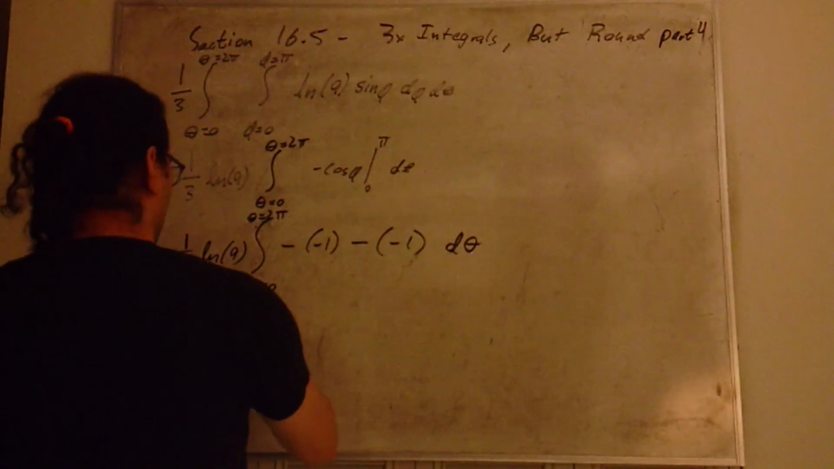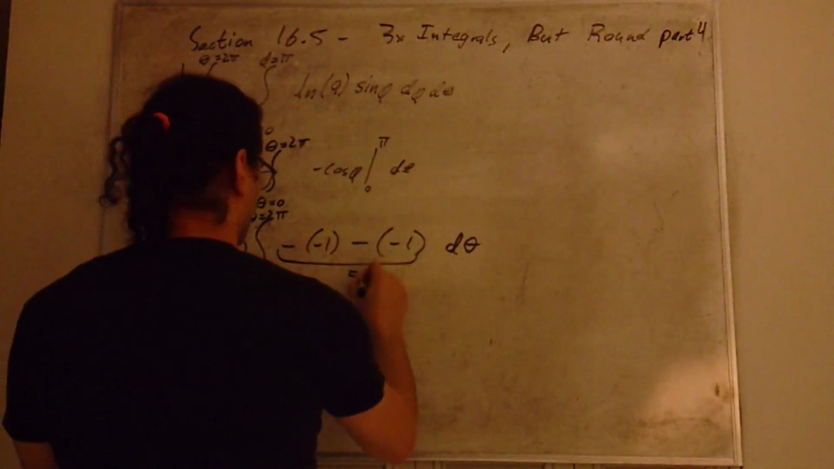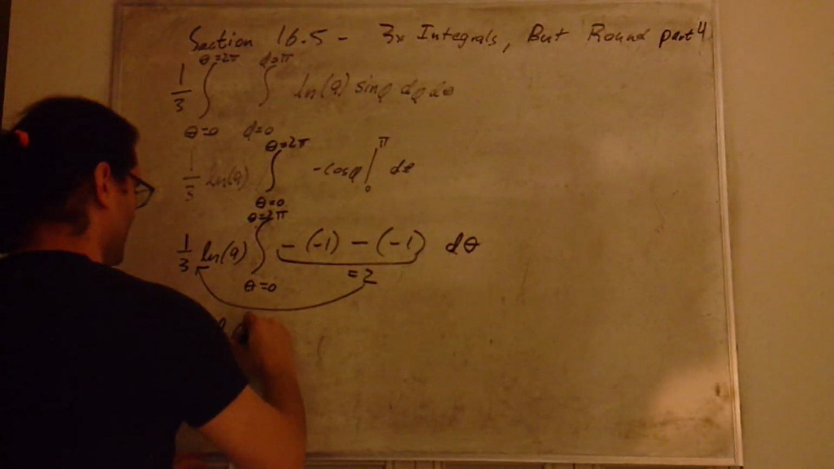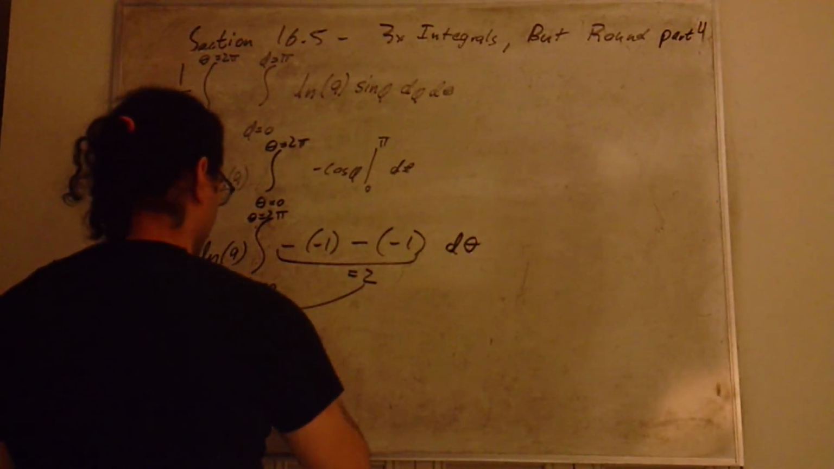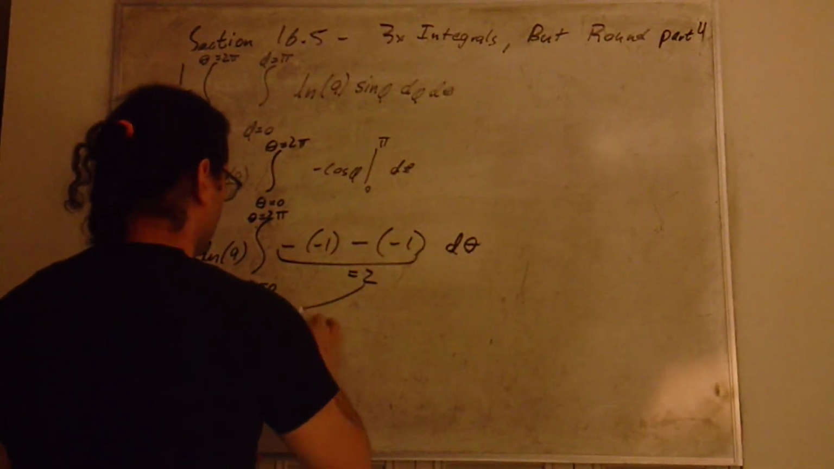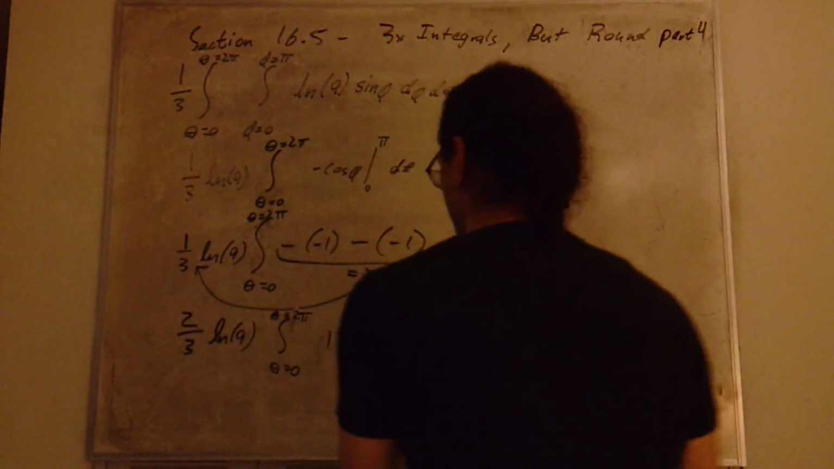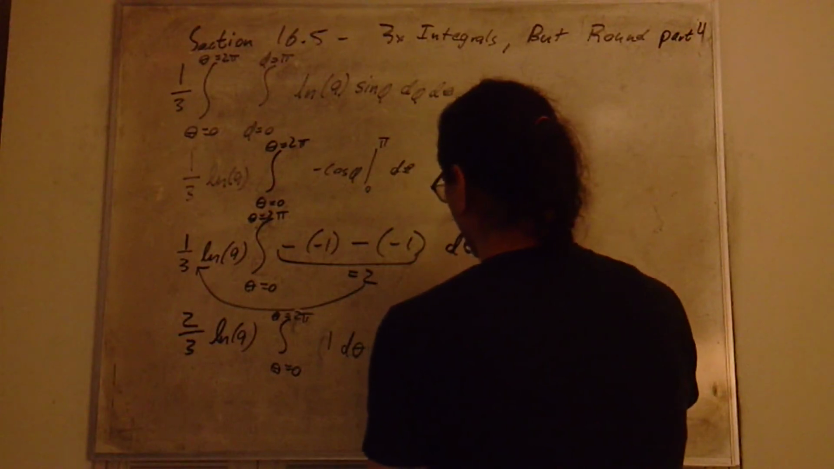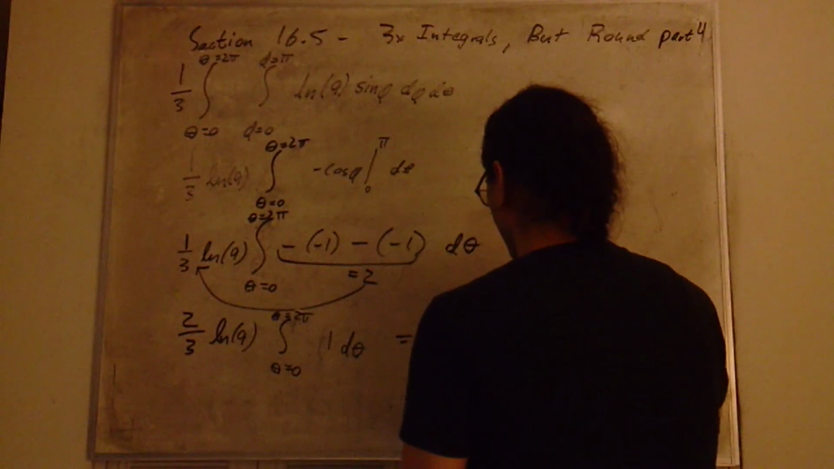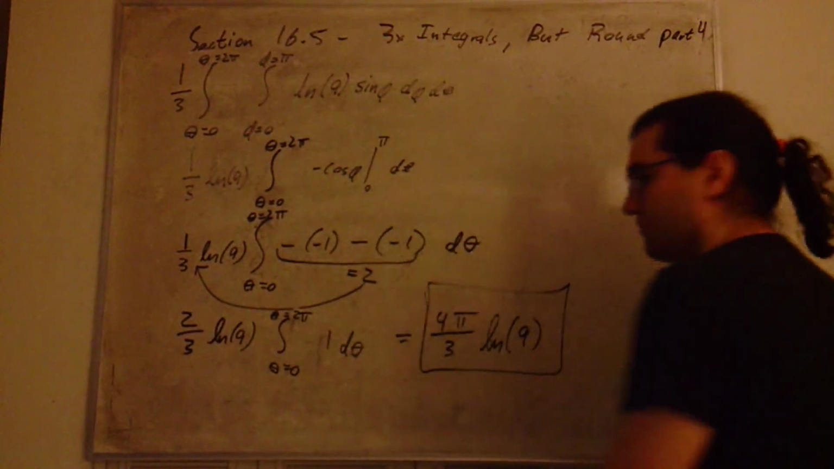So this whole thing is equal to 2. I'm going to bring that to the outside, attach it to this 2/3. So 2/3 ln 9 times the integral, theta goes from 0 to 2 pi of 1 d theta, which we know is multiplied by 2 pi. 4 pi over 3 times the natural log of 9 is our final answer.